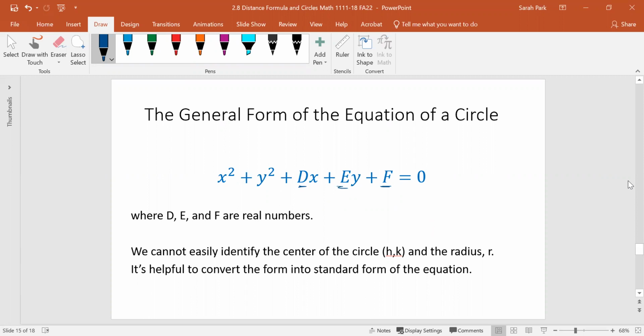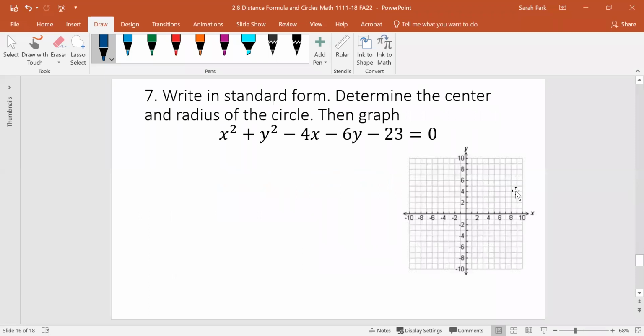general form is we cannot easily identify the center. In the standard form, you can look at what the x value and the y value of the center are. But this, we have no idea. We can't tell what the h and k are or the radius. So if we're given the general form, we must convert it into standard form to identify the center and the radius. This one takes a little bit more work, but it's really not too bad.